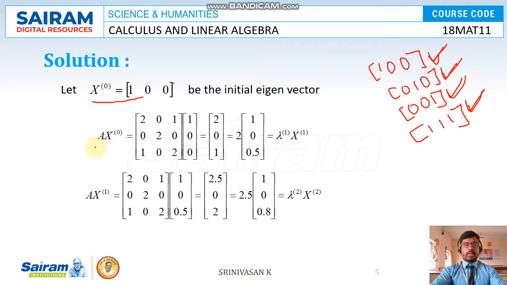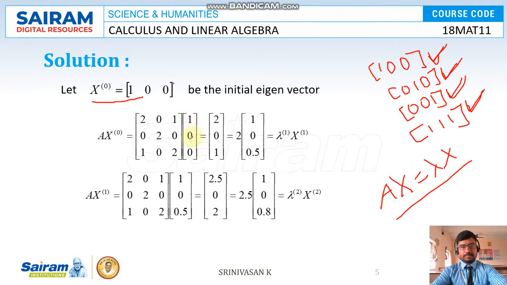So what is our definition? AX equal to lambda X. A is the given matrix and X is the initial eigenvector. So X transpose is the column matrix (1 0 0). With normal matrix multiplication, the first row times this column gives 2, the second row times this column gives 0, and the third row times this column gives 1.